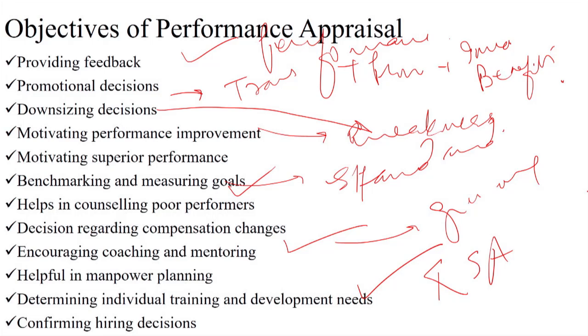Then it talks about confirming the hiring decision. The performance appraisal system actually helps the company to decide what the next hiring decisions would be, or to make a decision that, okay, the people who have been recruited in the company, whether they were the right set of people or not.